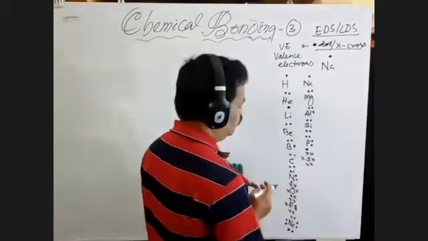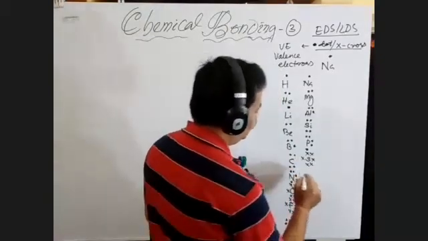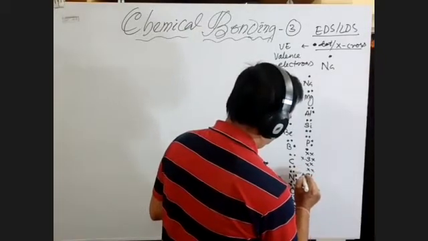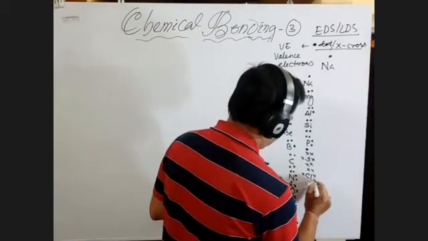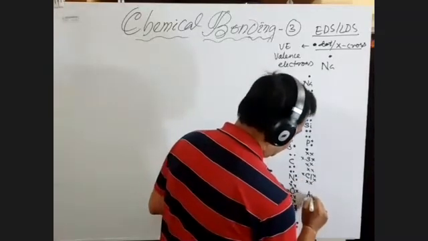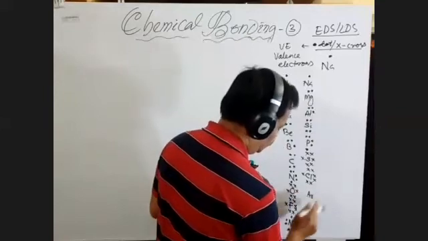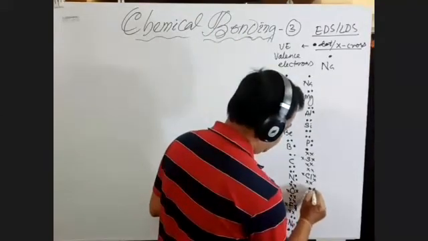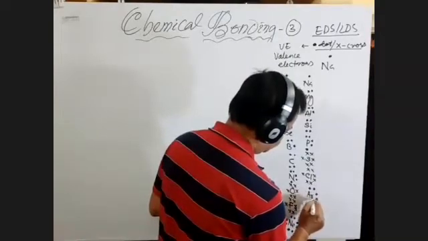Next, chlorine. Chlorine has 7 electrons in its outermost shell, so you can put 7 cross marks. Okay, argon. Argon has 8 electrons in the outermost shell, so you put 8 dots around it.